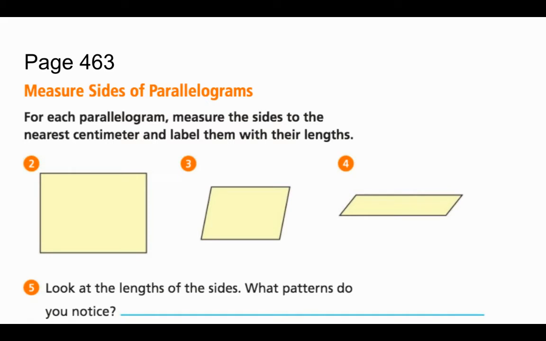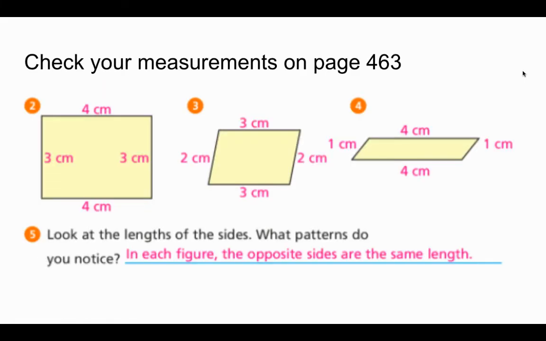If you have a ruler, third graders, measure these parallelograms and look and see what patterns you notice about them. You're going to label with the nearest centimeter their lengths. What did you notice? Each figure, the opposite sides are the same length. When you measured, the opposite sides are the same length. That's what they have in common.